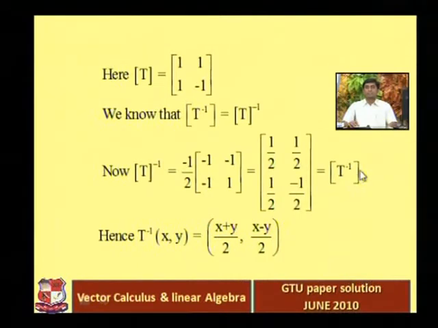So T inverse of x y is equal to, from this matrix, 1 by 2 into x plus 1 by 2 into y, so x plus y by 2. The second coordinate, from the second row, is 1 by 2 into x minus 1 by 2 into y, so x minus y by 2. So T inverse of x y is equal to x plus y by 2, x minus y by 2.